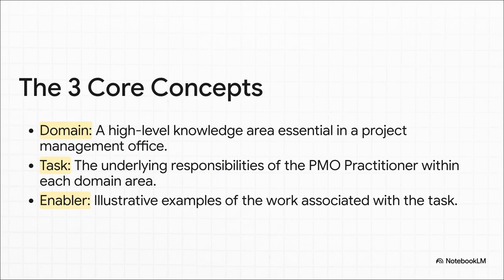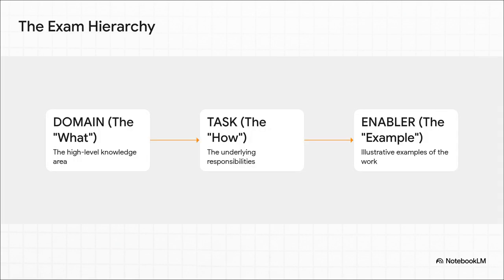It's actually pretty simple. First, you have the domain. Think of this as the big picture knowledge area. It's the what. Then, inside a domain, you have tasks. These are your main responsibilities, the how. And finally, you have enablers, which are just real-world examples of the work you'd be doing. This lays it all out, nice and neat. You see how it flows? It goes right from the what, the big domain, down to the how, the task you perform, and then all the way to the example, the enabler, the thing you're actually doing on a Tuesday afternoon. It's a super clear path from the high-level strategy right down to your to-do list.